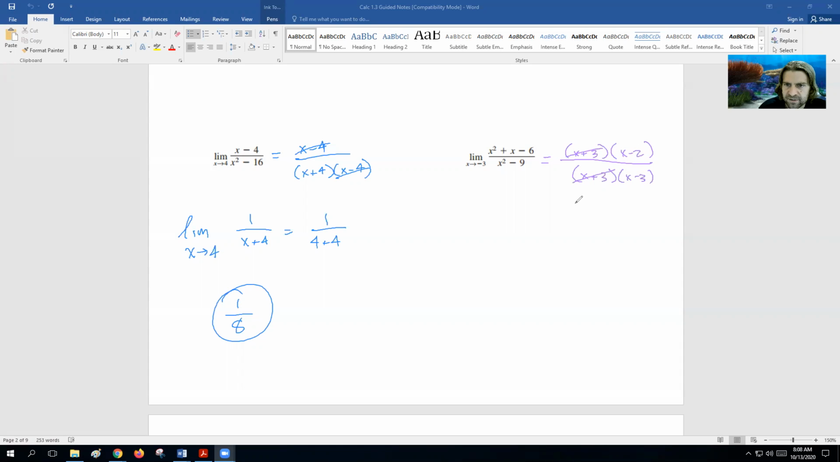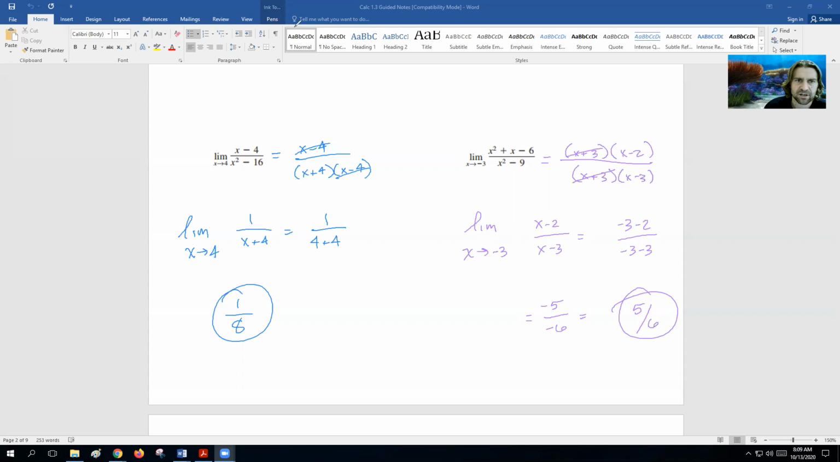All right, so that cancels out the plus 3. So really this is the limit as we go towards -3 of (x minus 2) over (x minus 3). Which would be (-3 minus 2) over (-3 minus 3). So that would be, let's see, -5 over -6. So we'd just say that's a positive 5/6.